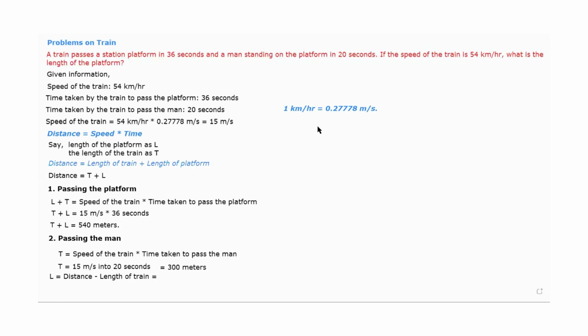Now, we can subtract the length of the train from the total distance when passing the platform to find the length of the platform. L equals distance minus length of train. L equals 540 meters minus 300 meters. L equals 240 meters. Therefore, the length of the platform is 240 meters.